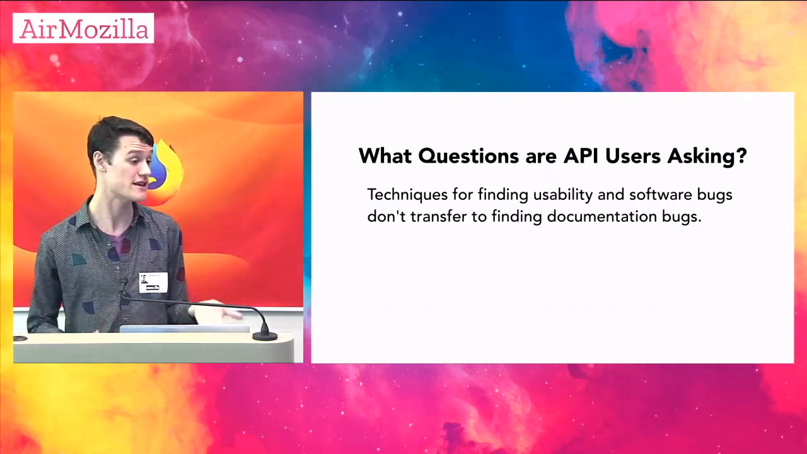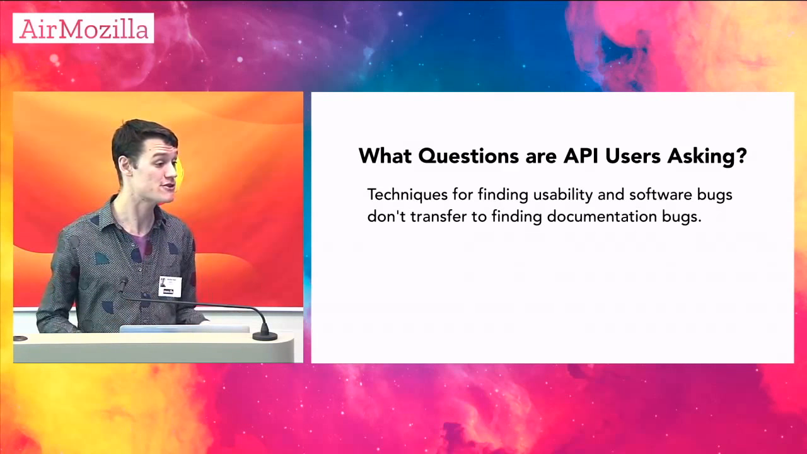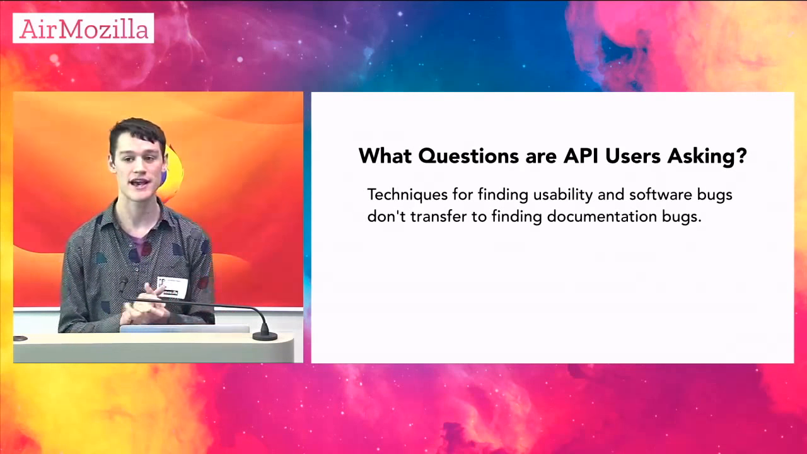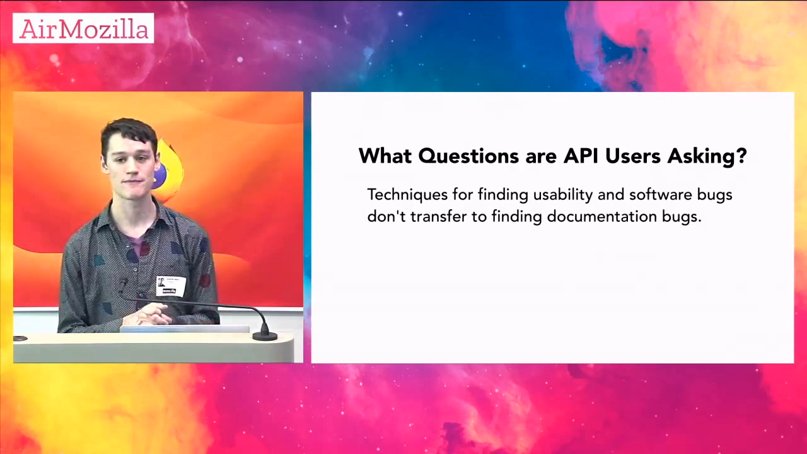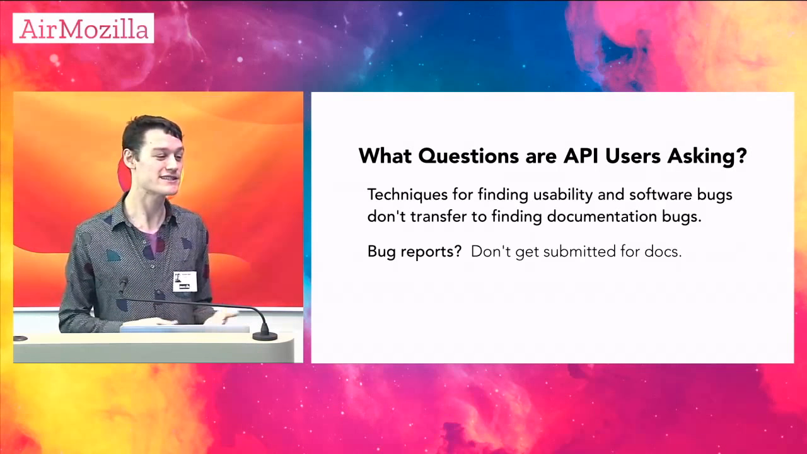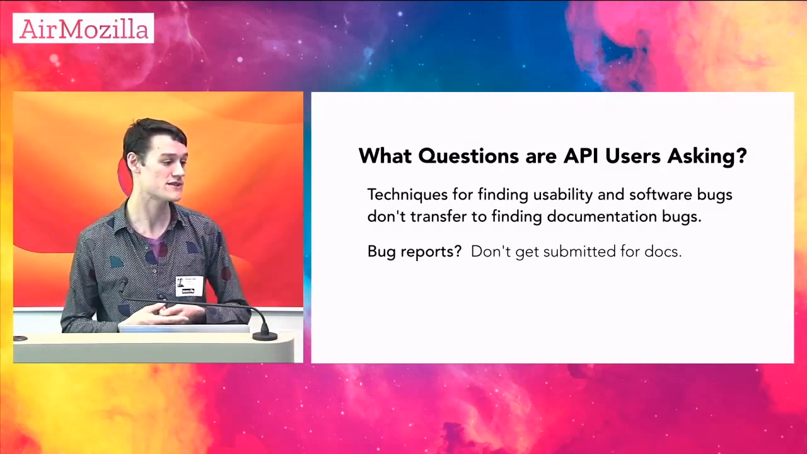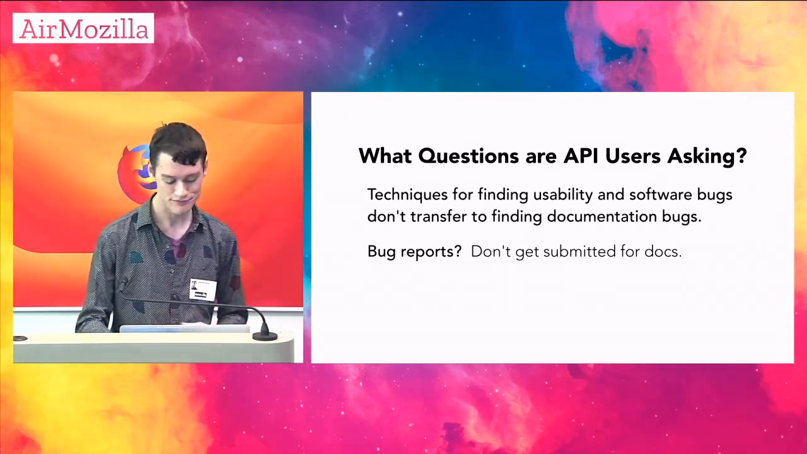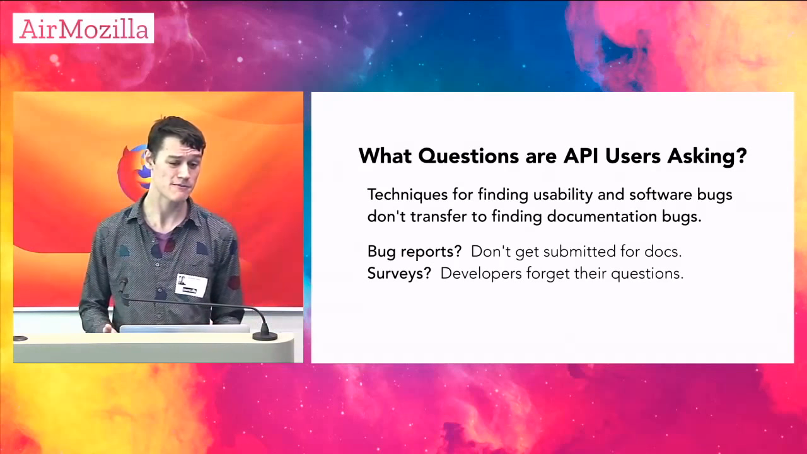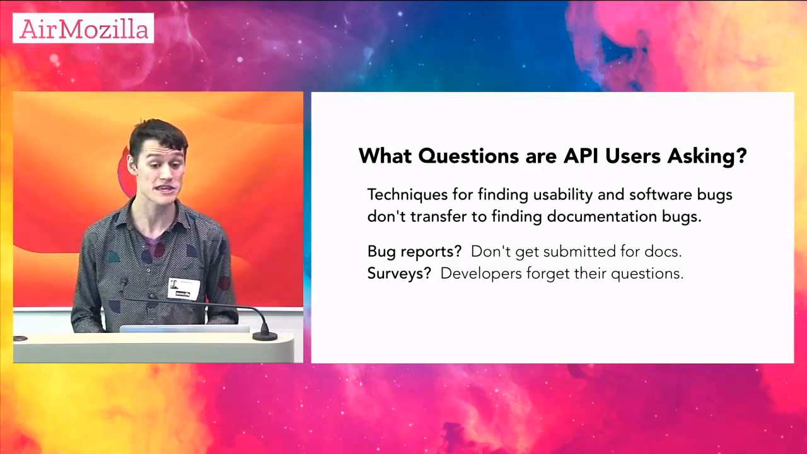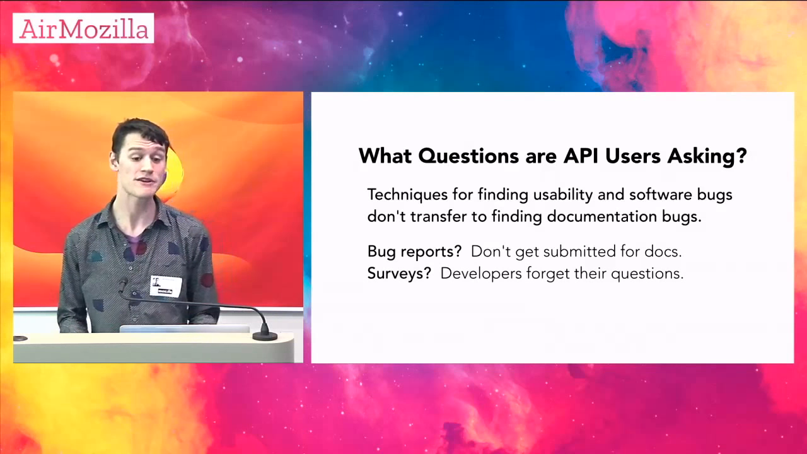The issue with answering this and finding out what questions people are asking about your tools is that typical techniques for finding usability bugs and software bugs just aren't really adequate for finding documentation bugs. Things like bug reports aren't likely to get submitted for documentation because a lot of the times they don't actually cause code to crash, or they aren't a blocker in someone's work. Surveys are inadequate because by the time that you send out the survey and get people's feedback, they might have forgotten about really important ephemeral questions for which they had already found the answers.